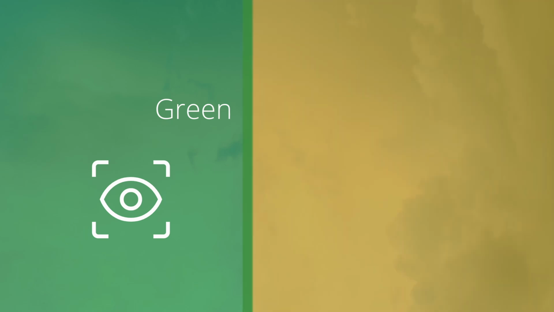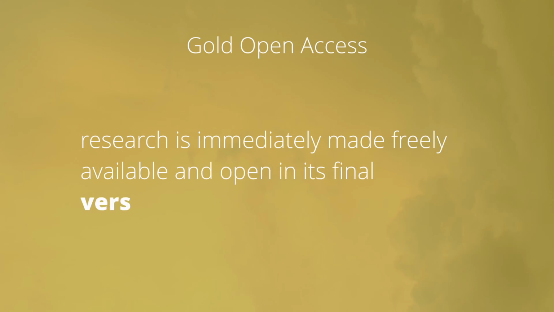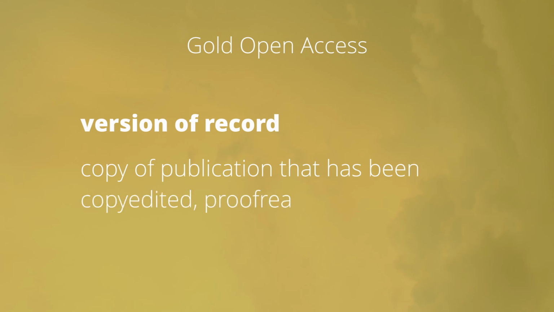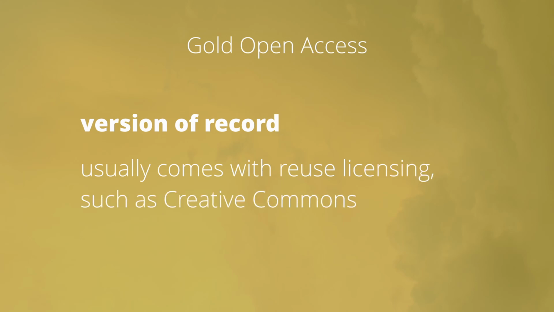Now, what about gold open access? Gold open access sees your research immediately made freely available and open in its final version of record. This is the copy of the publication that has been copy edited, proofread, designed, and laid out. It also comes with reuse licensing, such as a Creative Commons license chosen by either publisher or author.